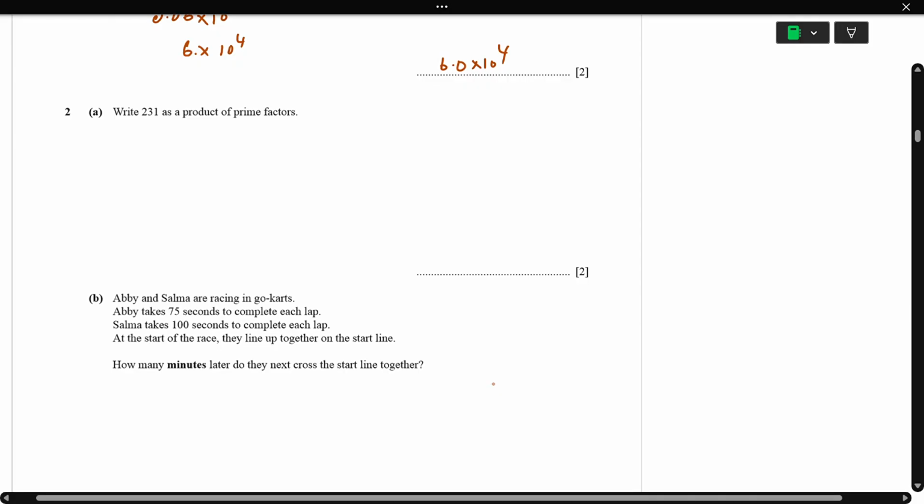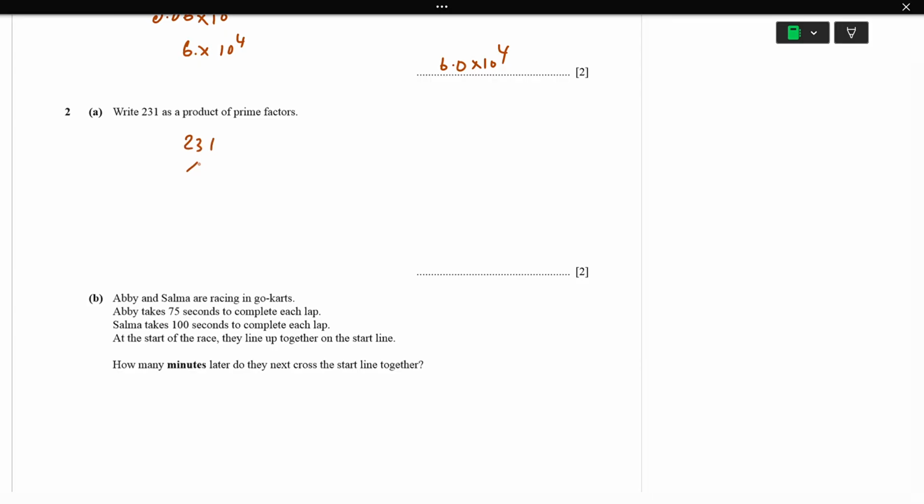Next one, write 231 as a product of prime factors. 231 is 3 times 77, and 77 is 7 times 11. So the answer is 3 times 7 times 11.